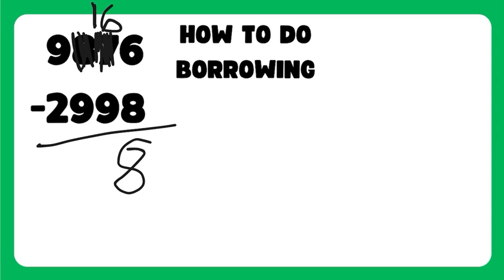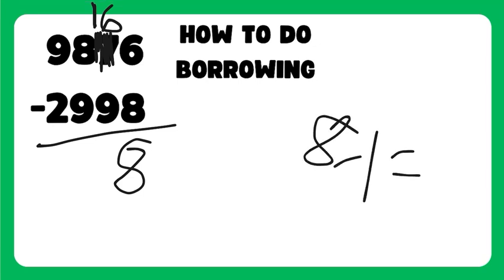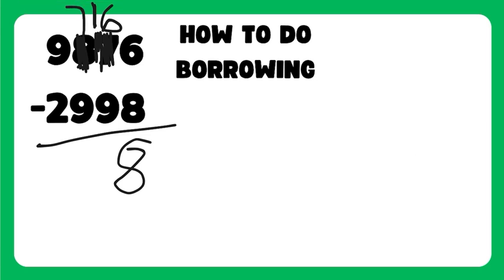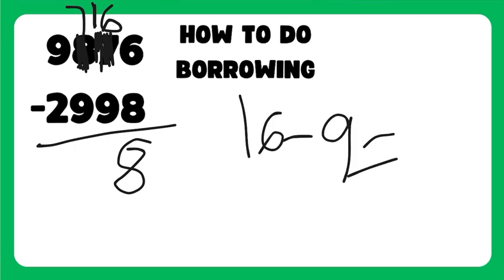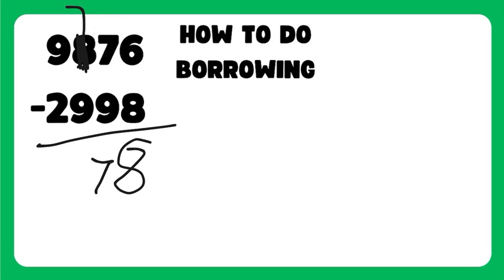And now 8, the number we borrowed from, lost some of its power. So we will do 8 minus 1, which gives us 7. So this 8, I will be replacing it with the number 7. So now we can continue. We have 16 over here and 9 over here. So I will do 16 minus 9, which you should know is equal to 7. So I will note a 7 here and now cross this out.